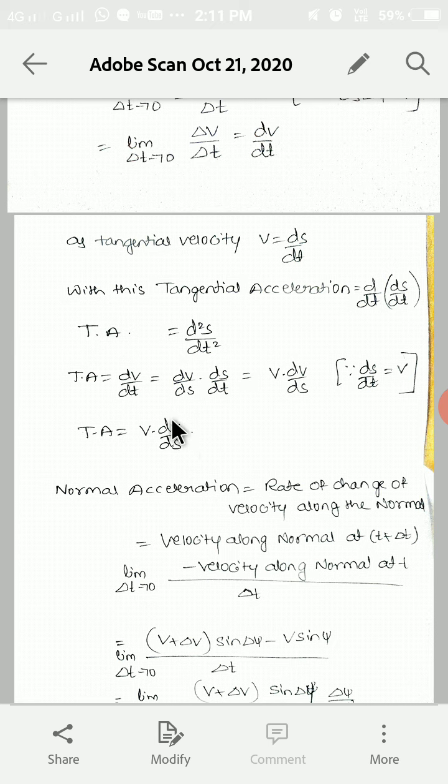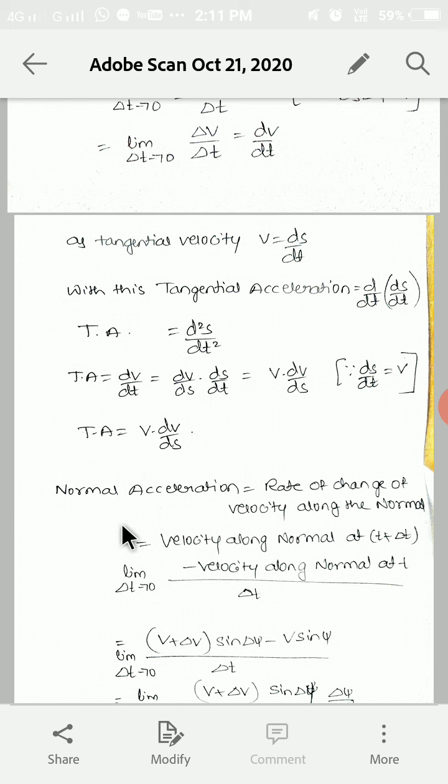So there are three forms of tangential acceleration. One, tangential acceleration is equal to dv by dt, so this is the first form. The next form is tangential acceleration is equal to d square s by dt square, this is another form, and the third form is tangential acceleration is equal to v into dv by ds. All these forms are tangential acceleration. Okay, so this is about tangential acceleration.